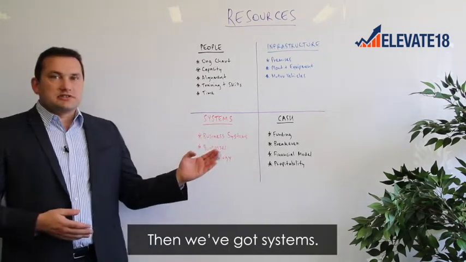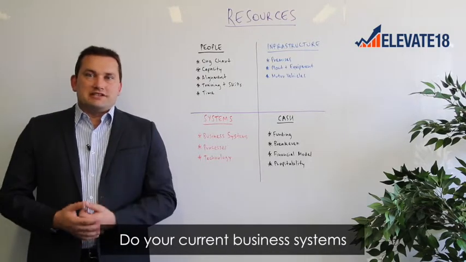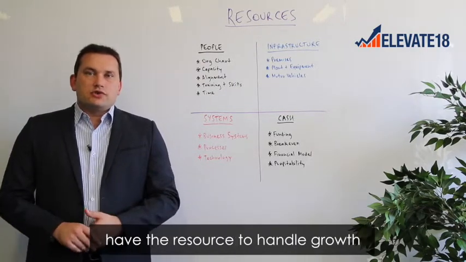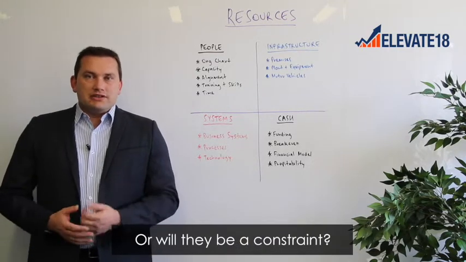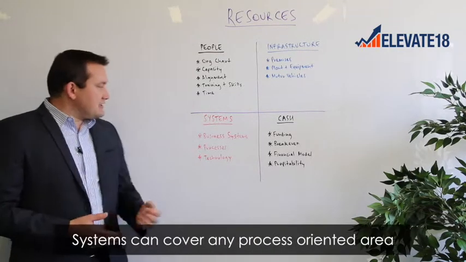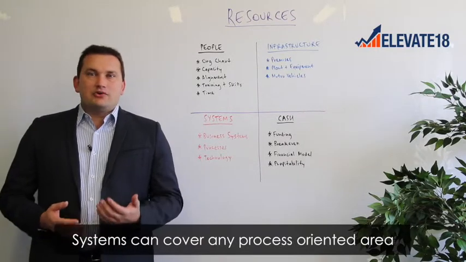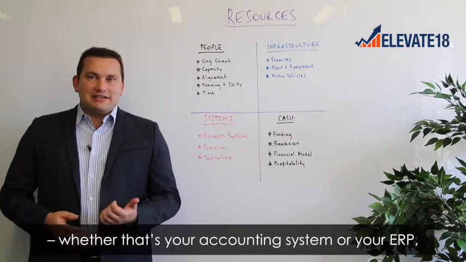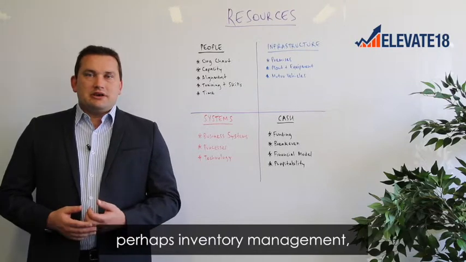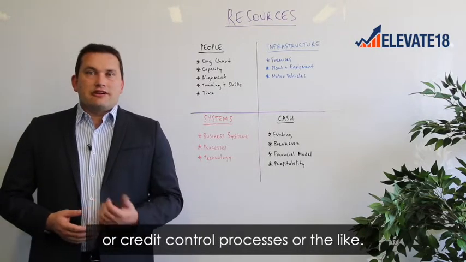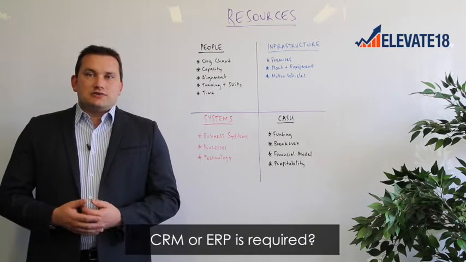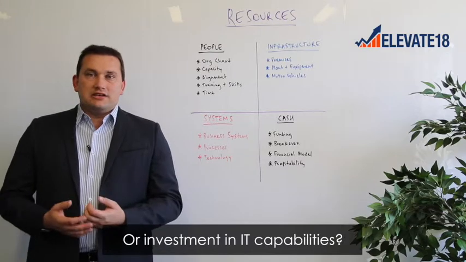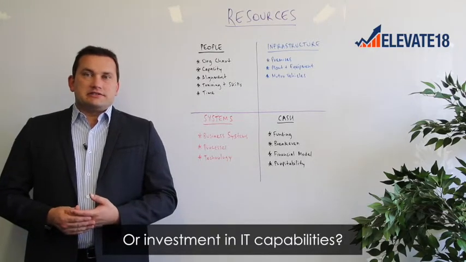And then we've got systems. So do your current business systems have the resource to handle the growth and the future direction of your business, or will they be a constraint? So systems can cover any process-oriented area, whether that's your accounting system or your ERP, perhaps inventory management or credit control processes or the like. And maybe a new accounting system or CRM or perhaps an ERP is required, or investment in IT capabilities.